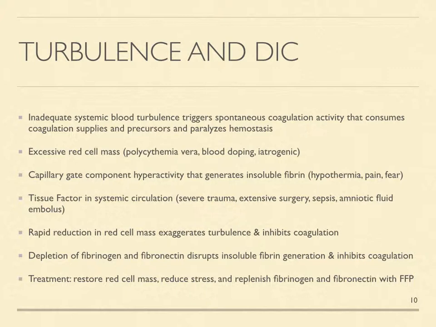If the defective coagulation process reduces red cell mass below a critical threshold, excessive turbulence paralyzes hemostasis in the manner of anemia. Treatment should include control of pain, stress, and hypothermia, as well as restoration of red cell mass and coagulation precursors.